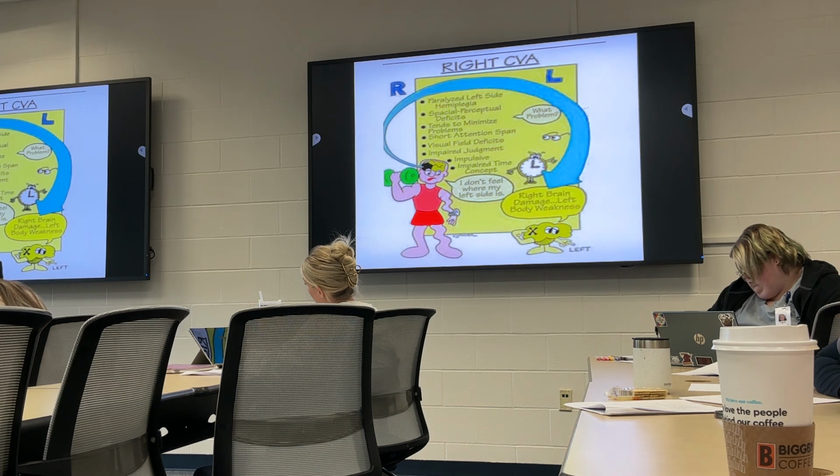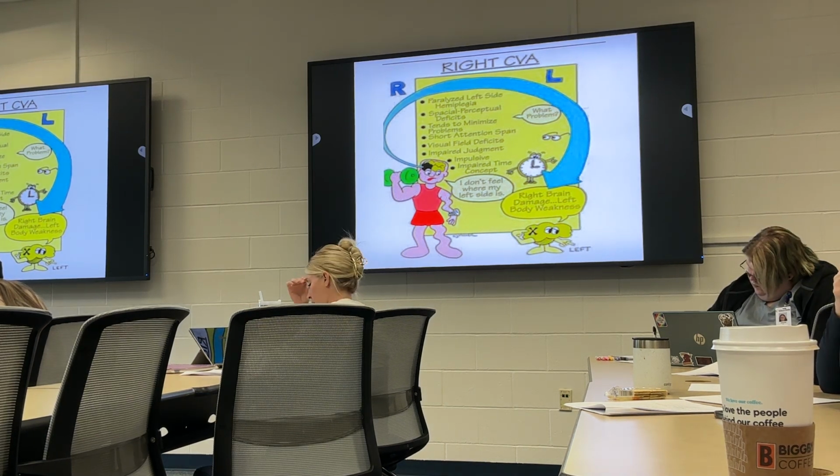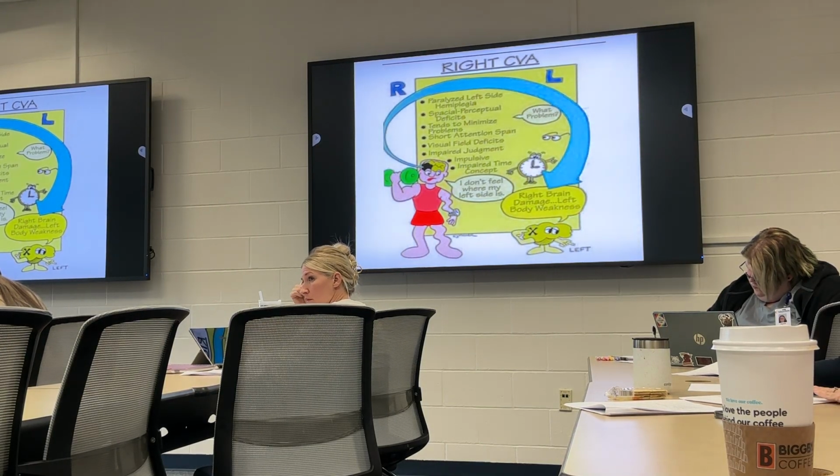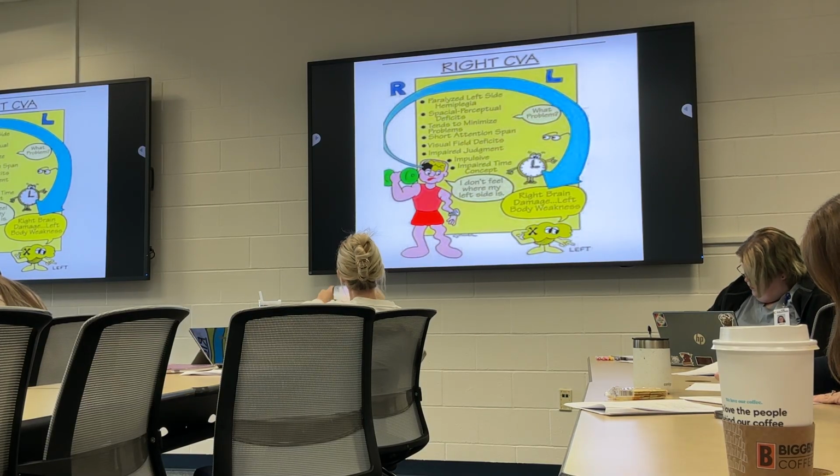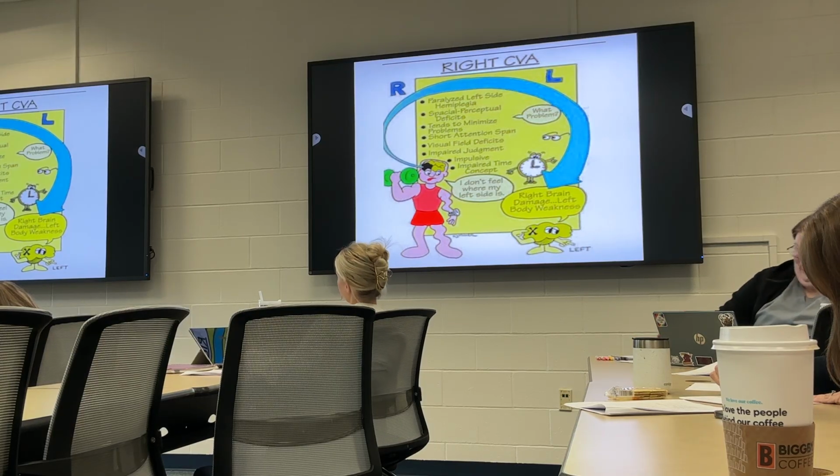What else? Visual field deficit. So I might be walking, but maybe I only see the left side. So I'm walking into doors and whatever. I'm tripping over things on the right side because I don't see them. So their spatial recognition is way off.